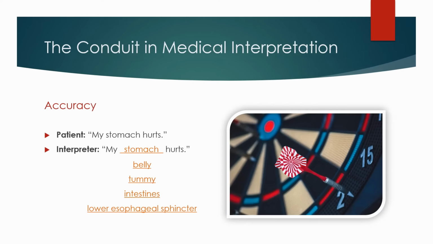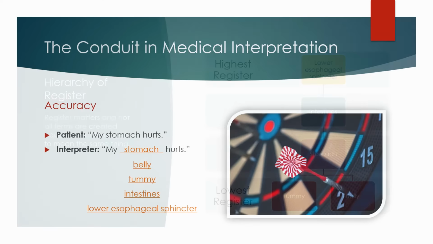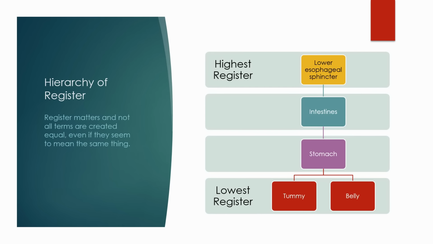And I'm going over these basic things because these are the foundations upon which we build the rest of our interpretations. We build the rest of our skills as an interpreter. Accuracy is incredibly important, and we need to match register. Register matters, and there is a hierarchy of register.